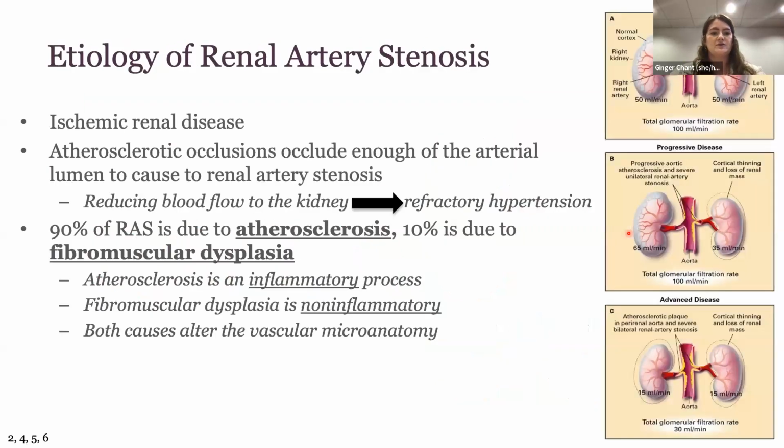So as I mentioned, atherosclerosis is the most common cause. 90% of renal artery stenosis is due to atherosclerotic plaques. However, there is another cause, fibromuscular dysplasia, which is a non-inflammatory process, and it's less common, but we did find that in our donor population, which was an exciting, unexpected find that I will get into later.